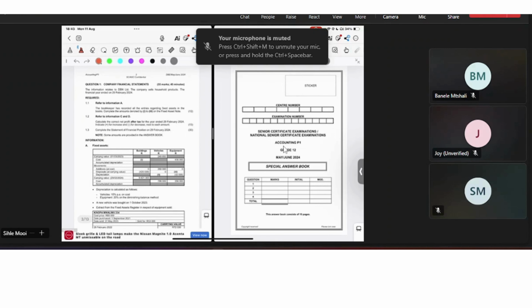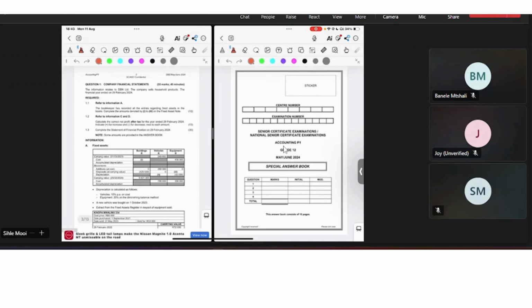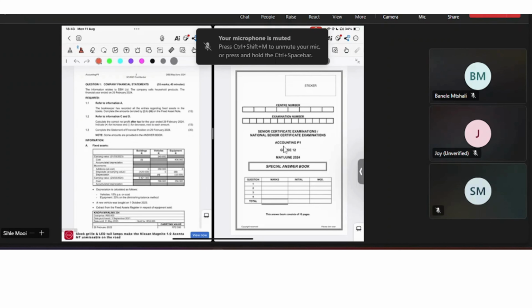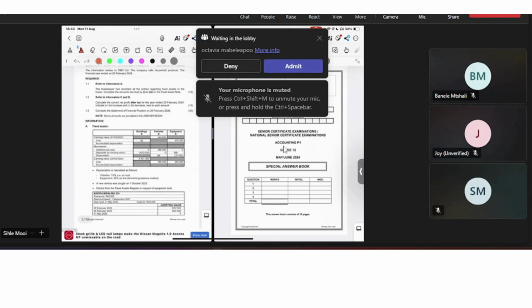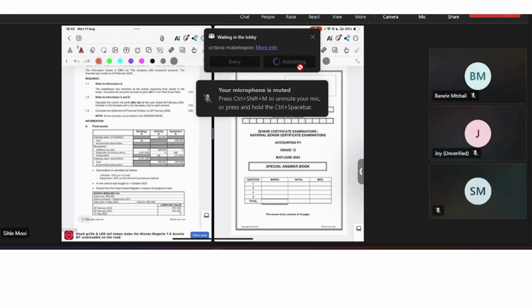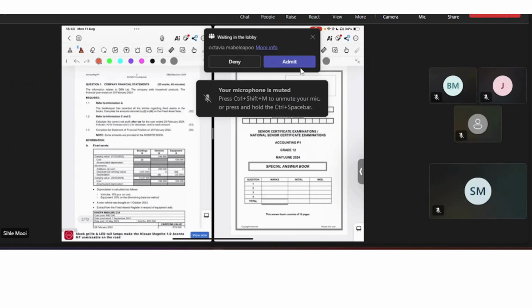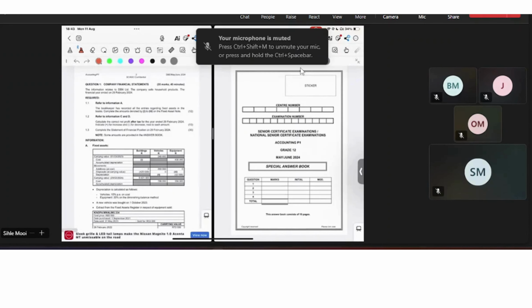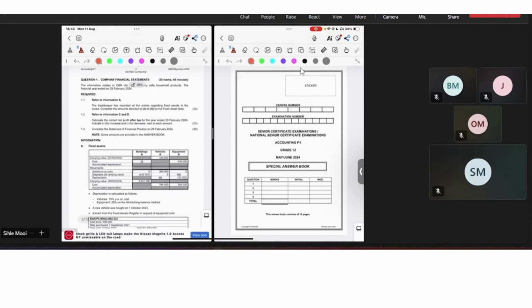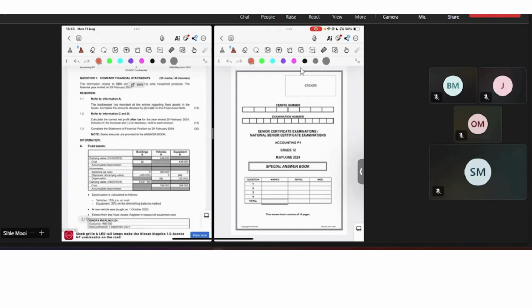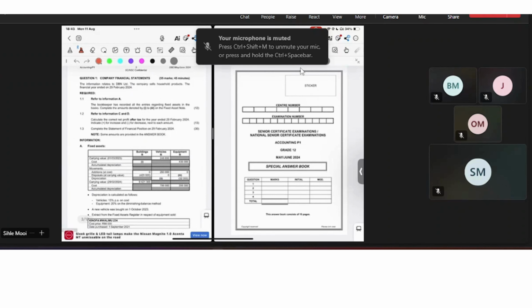And we'll be working on that for today. So the first question is on company financial statements, so we'll start with that. This is the information that they've given us, and they're saying this information relates to DBN Limited. The company sells household products, and the financial year ended on the 29th of February 2024.